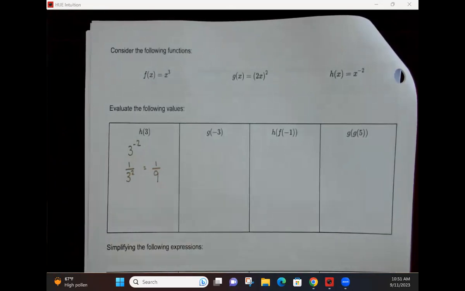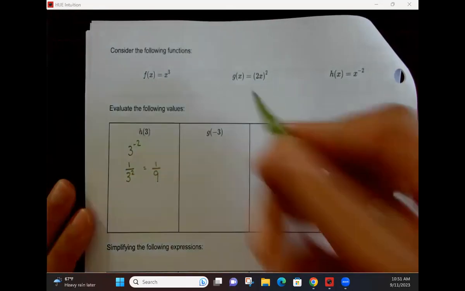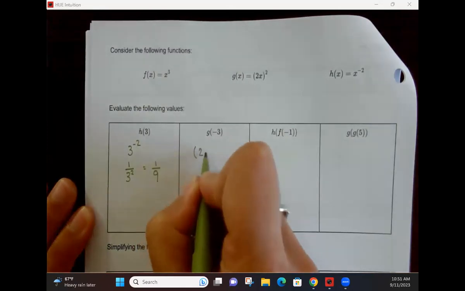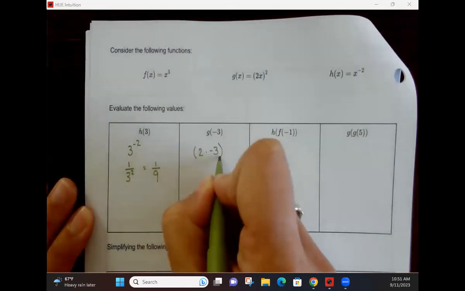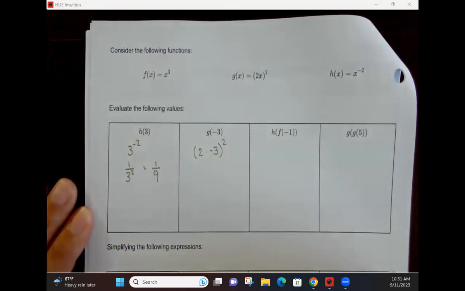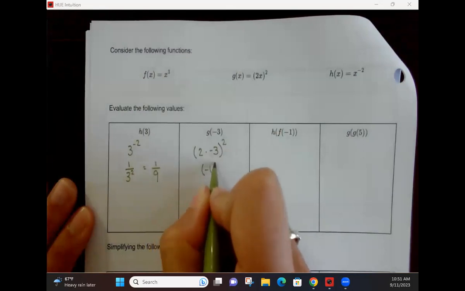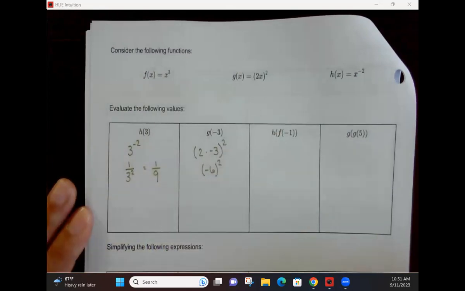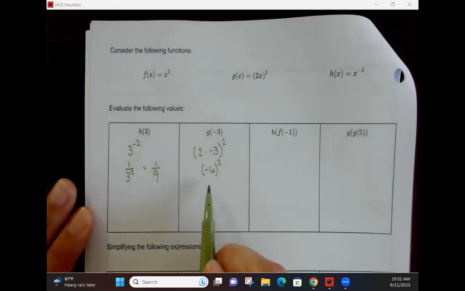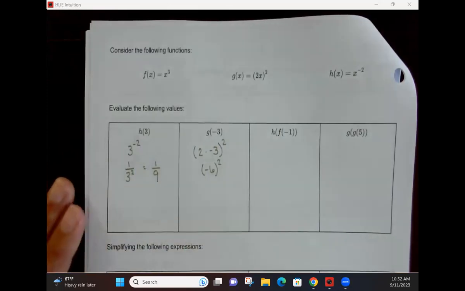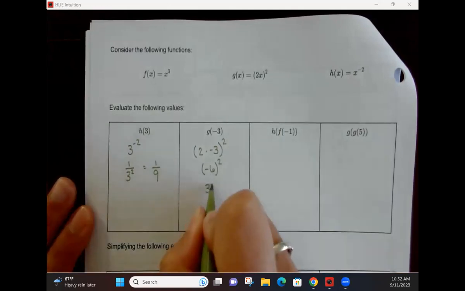For g of negative 3, same idea. We're going to take our function g and plug in negative 3 for x. So this would be 2 times negative 3 to the second power. So we're going to multiply inside parentheses first. That would give us negative 6 to the second power. Do I need to take the reciprocal here? No, we take the reciprocal when the exponent is negative, not when the number is negative. And then negative 6 squared would be negative 6 times negative 6. That's 36.